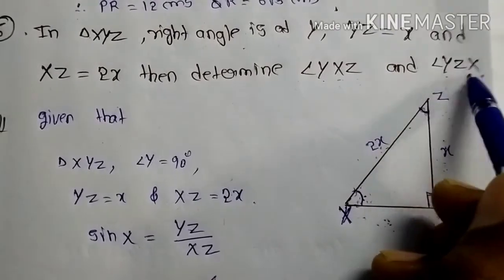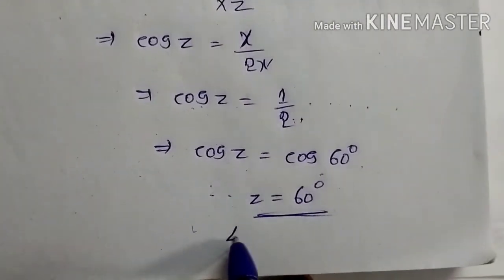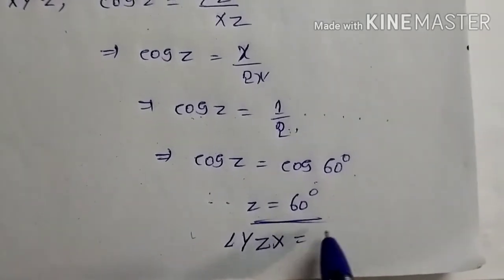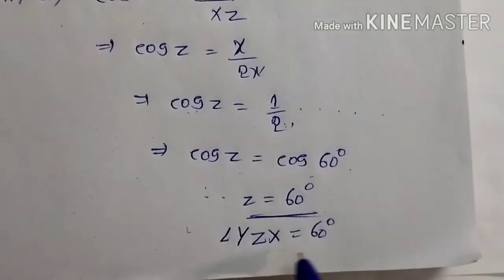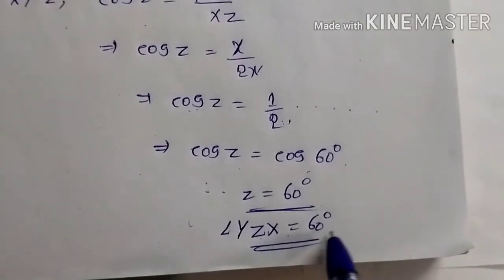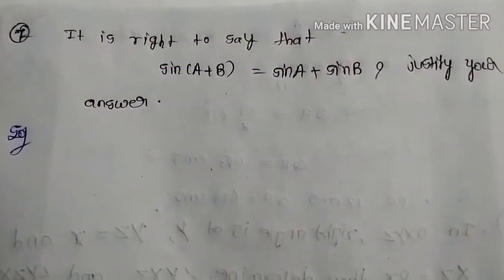Z means angle YZX. You can write here angle YZX is equal to 60 degrees. Angle YZX is equal to 60 degrees. This is your solution. See another question.